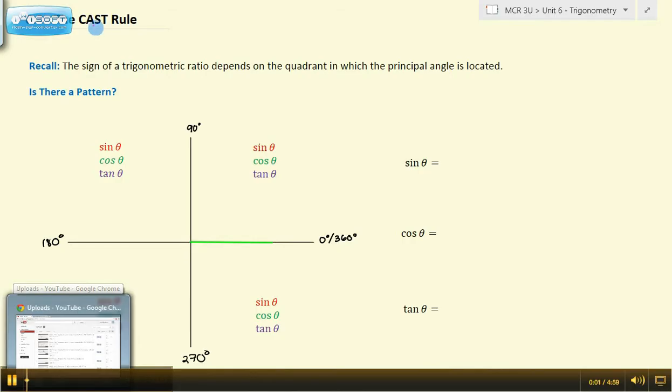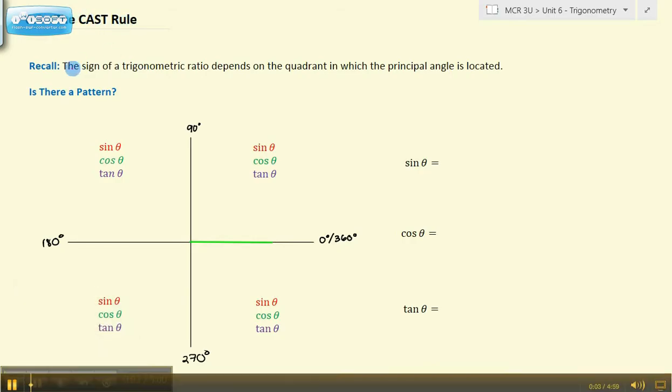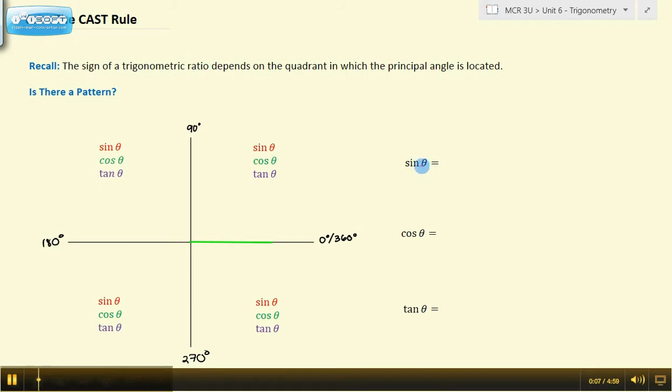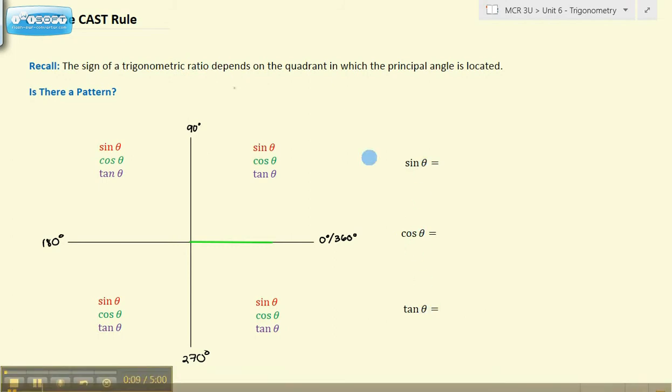Hello class, today we're going to learn about the CAST rule. If you recall, I told you that the sign of the trigonometric ratios, which are sine, cos, and tan, depends on the quadrant in which the principal angle theta is located.